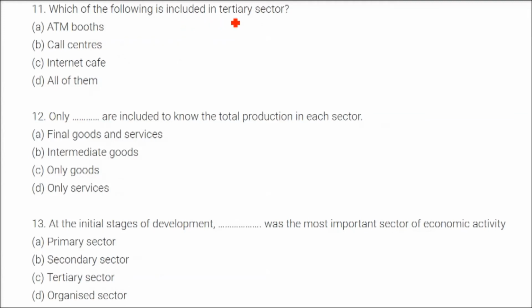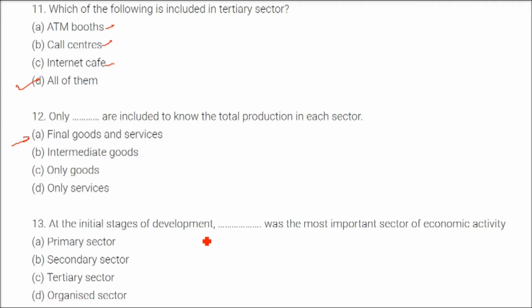Which of the following is included in the tertiary sector? The tertiary sector provides services. So what is the answer? ATM booths, call center, internet cafe, all are providing services, so all of them. Only dash are included to know the total production in each sector. So only final goods and services are included. So our answer is final goods and services, A.